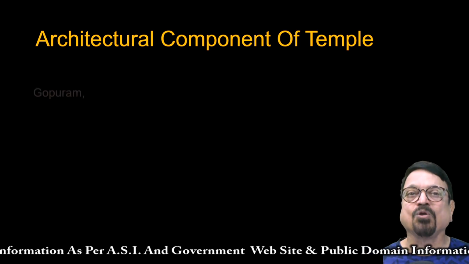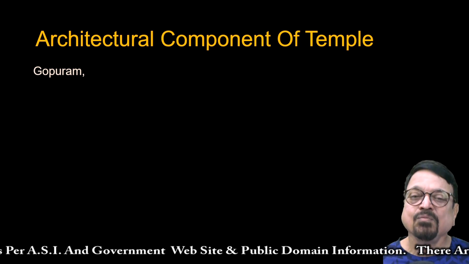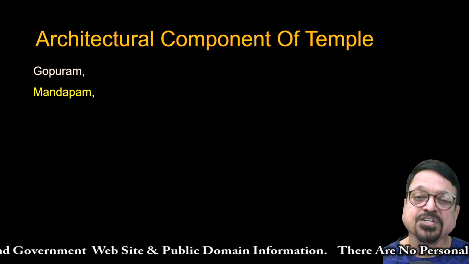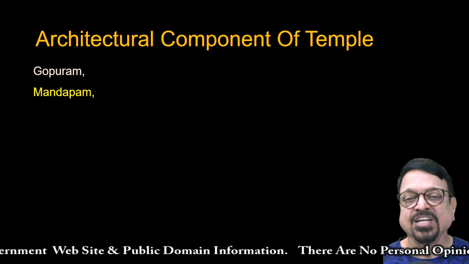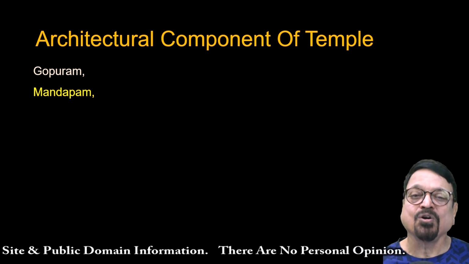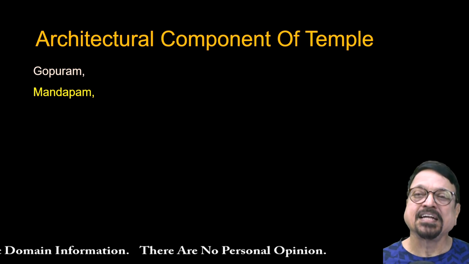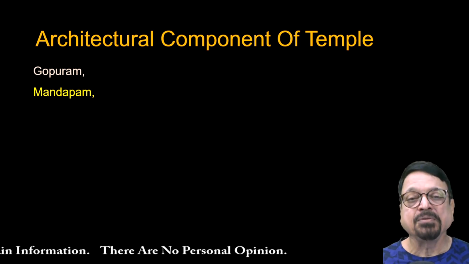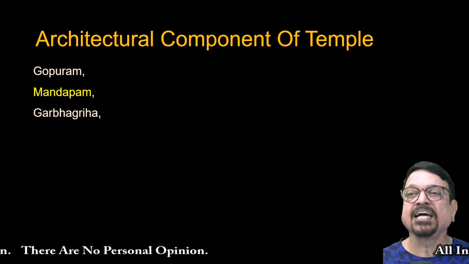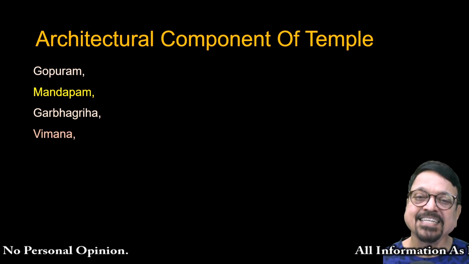Now, what are the architectural components of the temple, which are a must? One is the Gopuram. The Gopuram was introduced by the Vijayanagara dynasty, so it has come a bit late. Earlier temples may or may not have it. North Indian temples don't have them, while South Indian temples have them. Mandapam is a part of later development. Garbhagriha has to be there, the reason being that the deity is here.